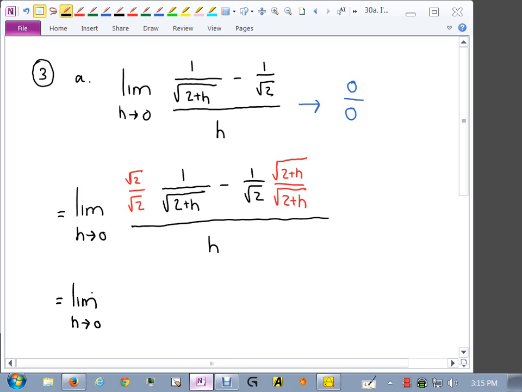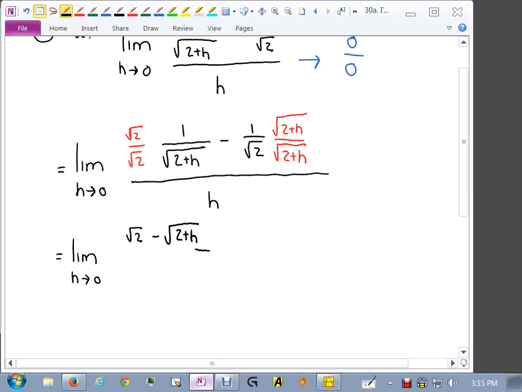What about the next part? Top right. 1 times root 2 plus h, right? And the minus, right? And that minus doesn't distribute through the roots there. You can't distribute through a root. So minus root 2 plus h, divided by the common denominator, which was root 2 times root 2 plus h. That's all over h.